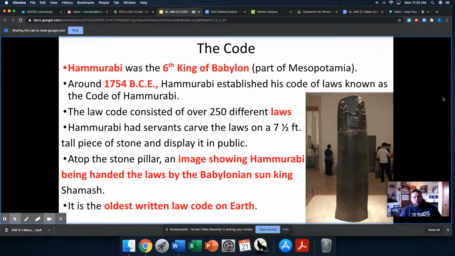So this is the oldest written law code on earth. It is the oldest form of organized writing that we are aware of also. And we will go over that system of writing that they used in a later lesson. But for now, this is what we're talking about when we're talking about the Code of Hammurabi. We're talking about this system of law.